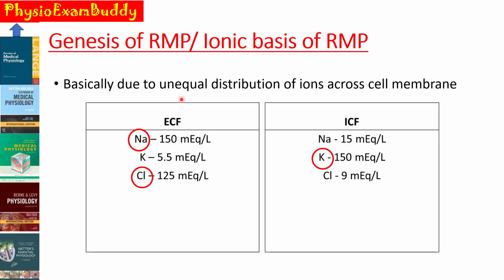You all know that the most abundant ions in the extracellular fluid are sodium as well as chloride. That is ECF. It behaves like seawater, that is, seawater usually contains sodium and chloride. So the ECF has sodium and chloride as the most abundant ions, whereas the most abundant ion in the intracellular fluid is potassium. That is the basic thing you should know before going into the genesis of resting membrane potential.